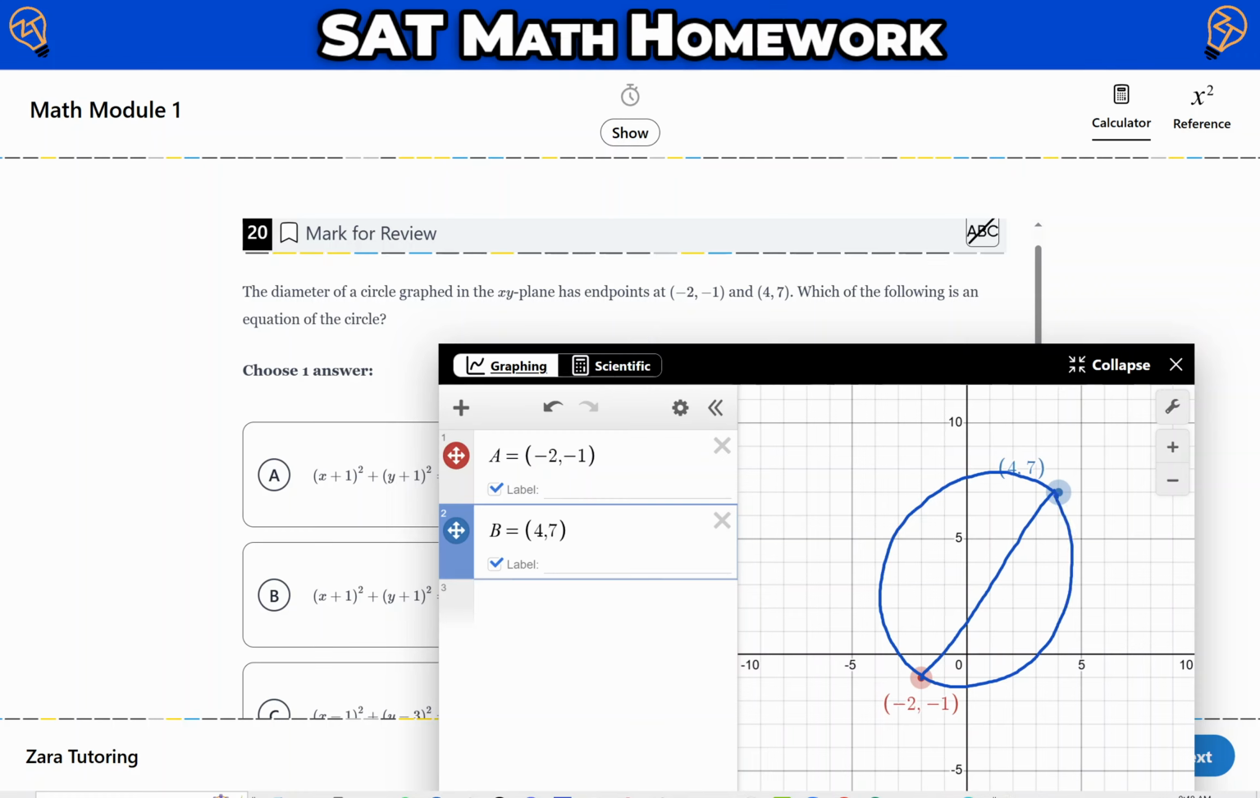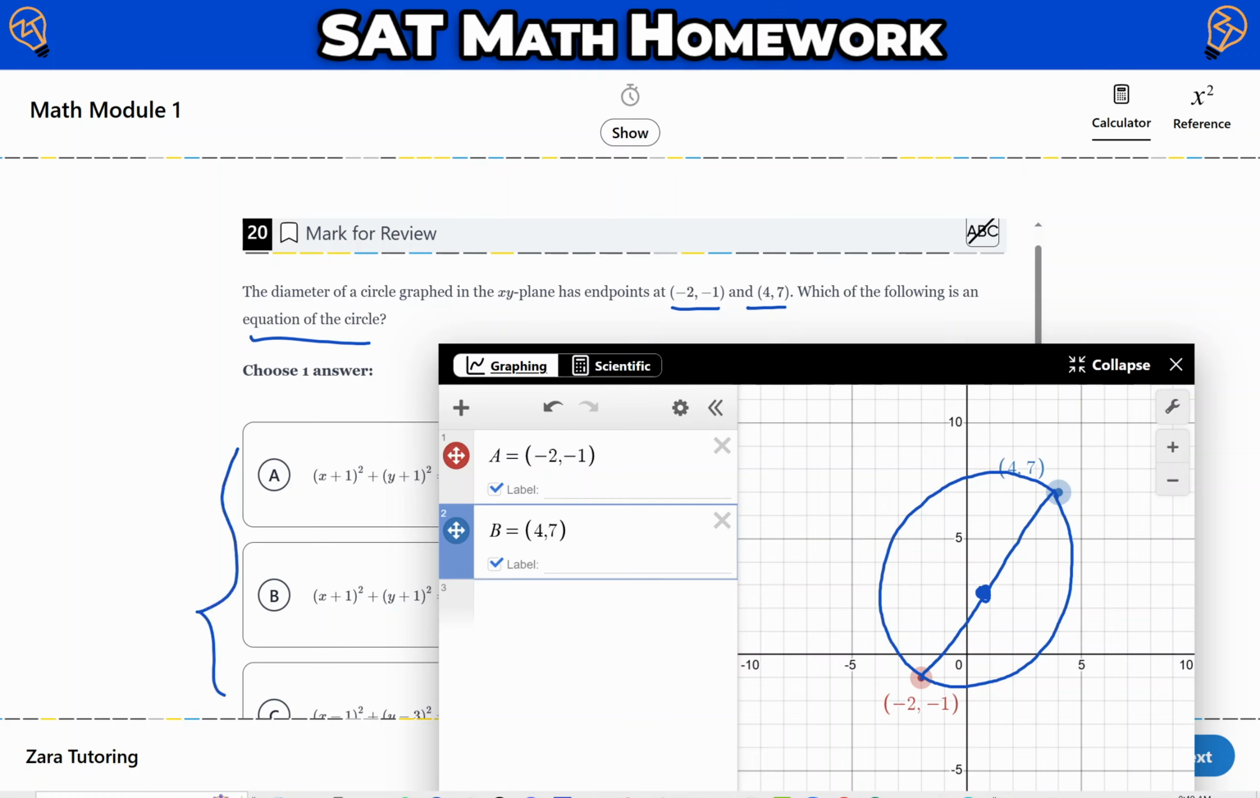And remember, a diameter always passes through the center. So forgive my circle. I'm not very good at sketching those, but you can probably get the point. And so those are endpoints. We know that this is a diameter, this is the center. Well, they want us to come up with the equation of the circle, as you can see from the format here.